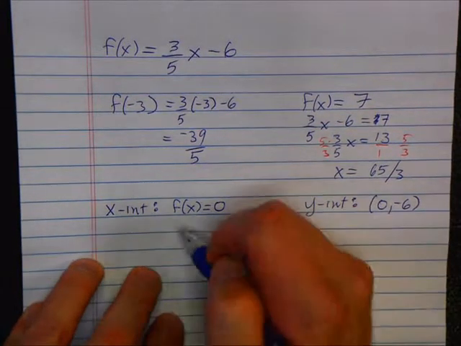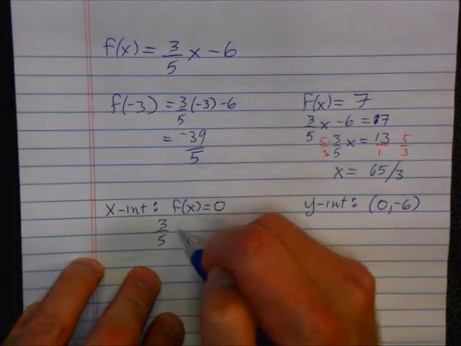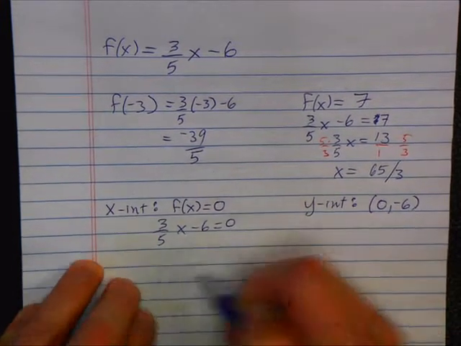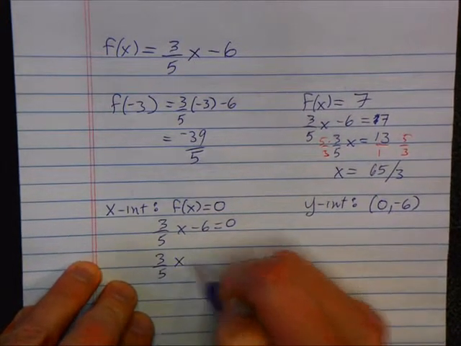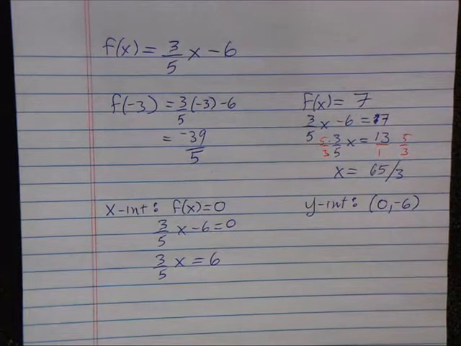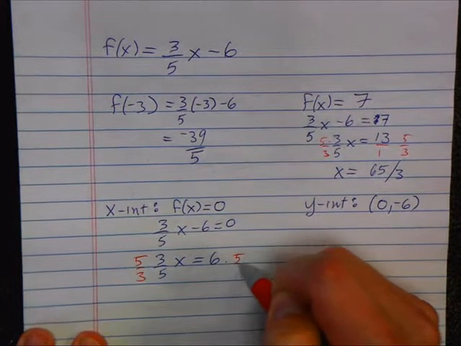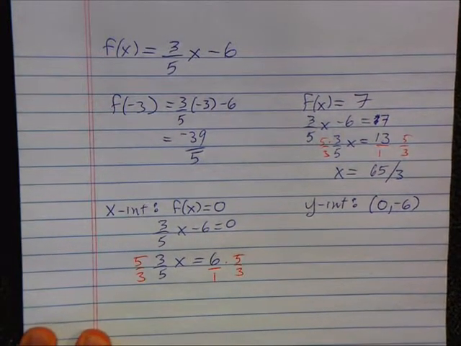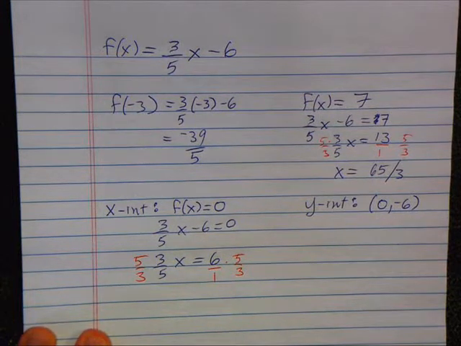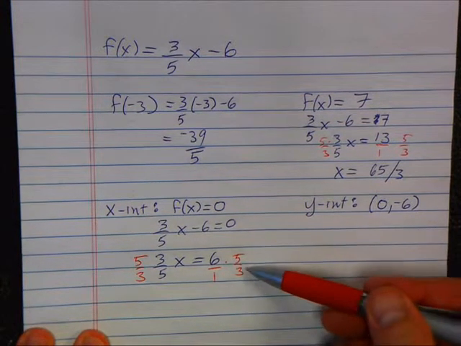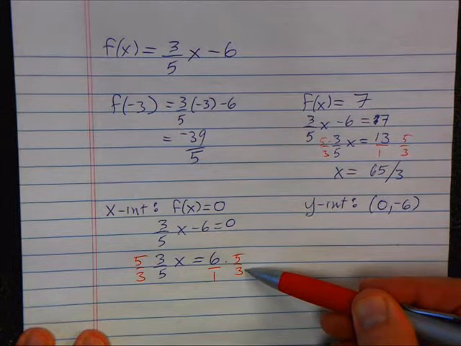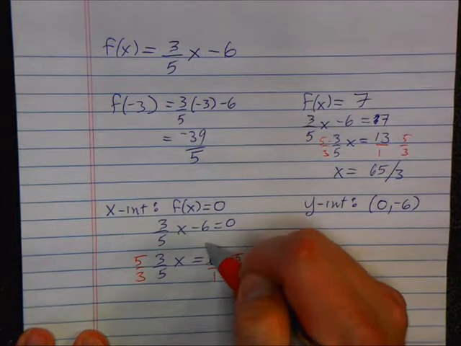All right, so we have 3/5 x minus 6 equals 0. Add the 6. 3/5 x is 6. And then again, to get the x all by itself, we multiply by the reciprocal. We multiply by 5/3. And again, I can think of 6 as being 6 over 1. And again, I see I can reduce. I have a 6 on top and a 3 on bottom, so that's going to reduce to be a 2 over 1.